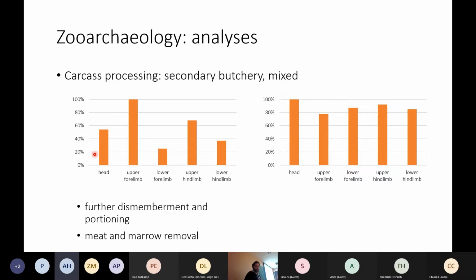This is exactly the opposite: sometimes we have a major frequency of meat-bearing elements, which is telling us that it is actually secondary butchery waste, so the further dismemberment and portioning of the carcass, and so on. Again, like with aging, several times we do get possibly mixed patterns, which would tell us that the animals were processed whole and from all stages at the same place and disposed of in the same place.